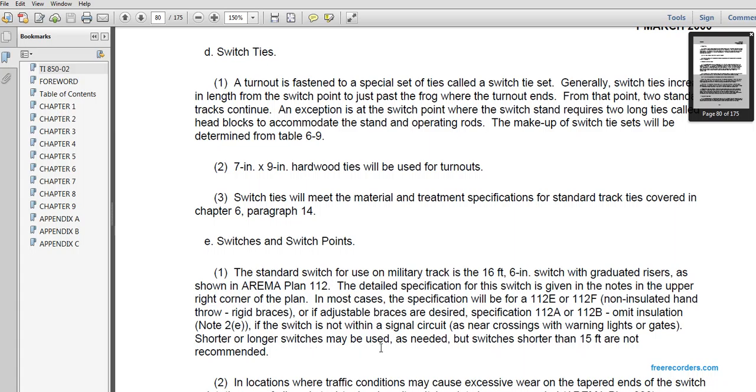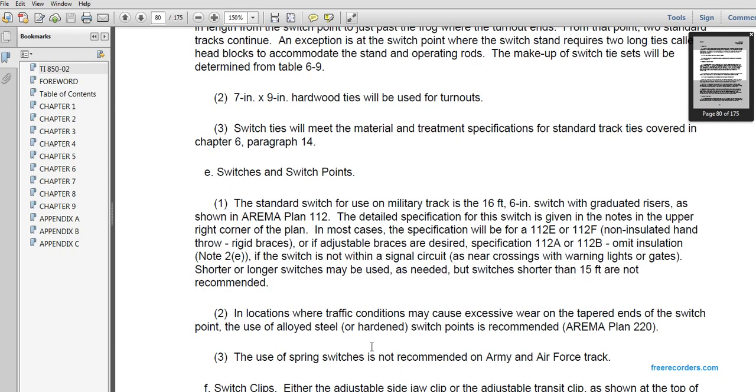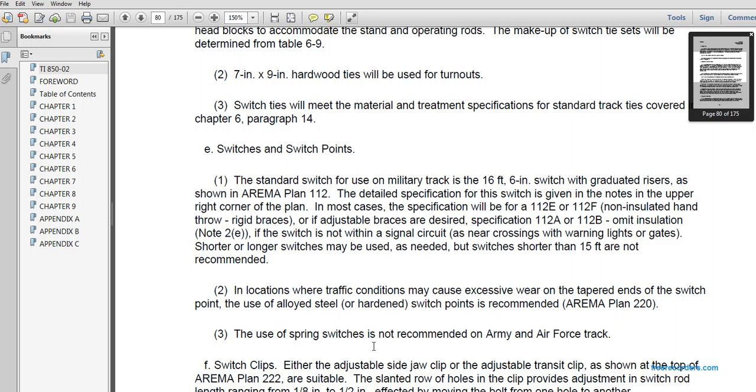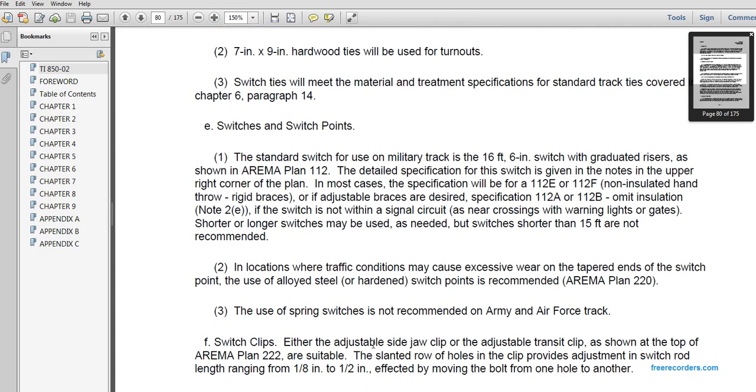Short, the longer switches may be used as needed, but switches shorter than 15 feet are not recommended. 2. Locations with traffic conditions that may cause excessive wear of the tapered ends of the switch point, using an alloyed steel hardened switch points is recommended with the REMA Plan 220. Using spring switches is not recommended in the Army or Air Force track.